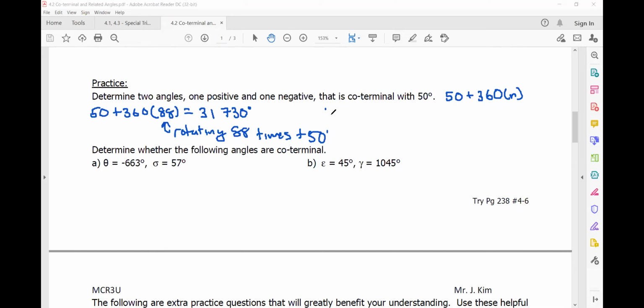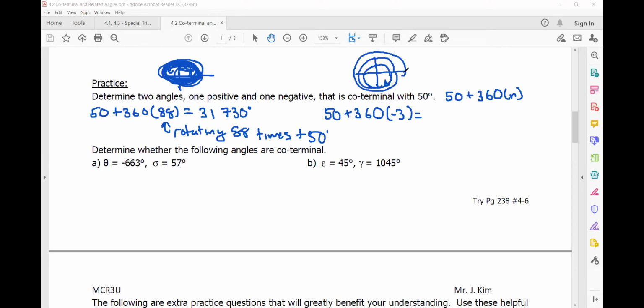All right, can someone give me a negative integer? Negative 3. Thank you. So that means I am rotating clockwise, in the negative direction. Let me show you. Aiden rotated in this direction 88 times, 1, 2, 3, 4, 5, 6, 7, 8, 9, 10, you get the point. If I am going in the negative direction, three times, before stopping at a positive 50.